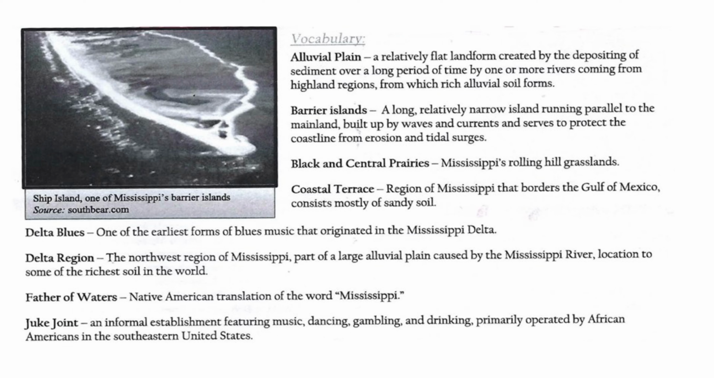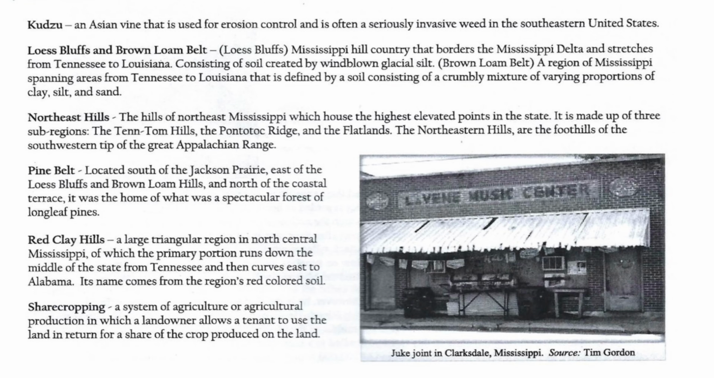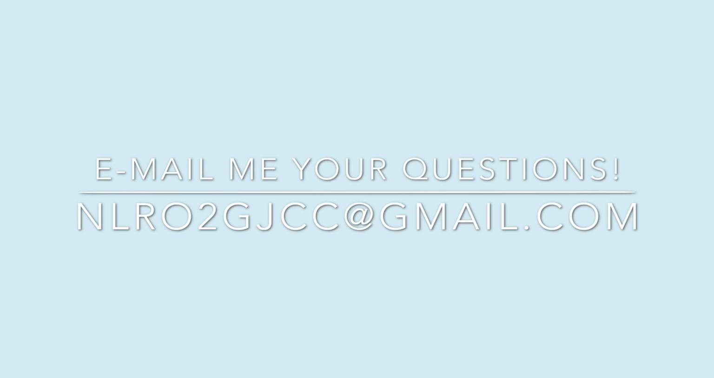First, you have the alluvial plain, next the barrier islands, the Black and Central Prairies, coastal terrace, Delta Blues, Delta Region, Father of Waters, Juke Joint, Kudzu, Loess Bluffs and Brown Loam Belt, Northeast Hills, Pine Belt, Red Clay Hills, and sharecropping. I hope this helped you for the first test, which is the Origins test on Mississippi Studies.